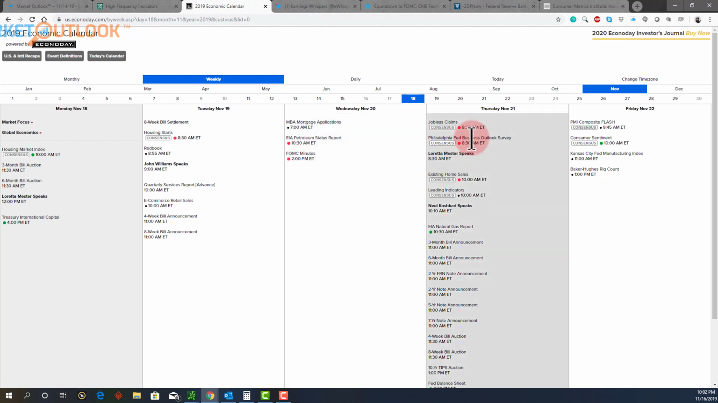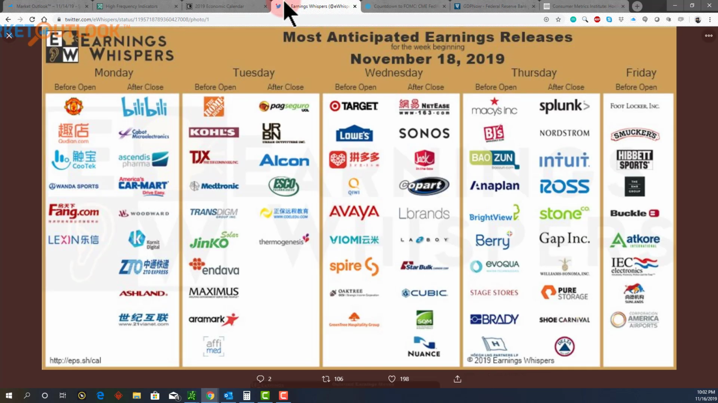The other, like the Empire Manufacturing, is the other major regional survey. Again, a survey, so it's not hard data. It's actually soft data. Next week, you have a big retail earnings week. So you have Home Depot, Kohl's, TJX on Tuesday, you have Target, Lowe's on Wednesday, and then Macy's, Nordstrom and Gap as well. Those are the big ones, Macy's and Nordstrom on Thursday, and some other smaller retailers also on Friday. So a big week. Medtronic as well from a healthcare standpoint, but a big week for major retailers out there.